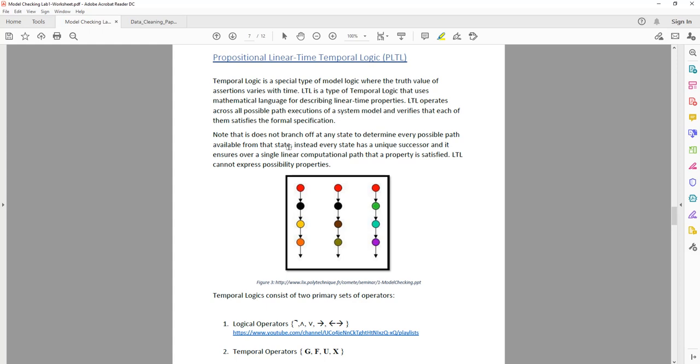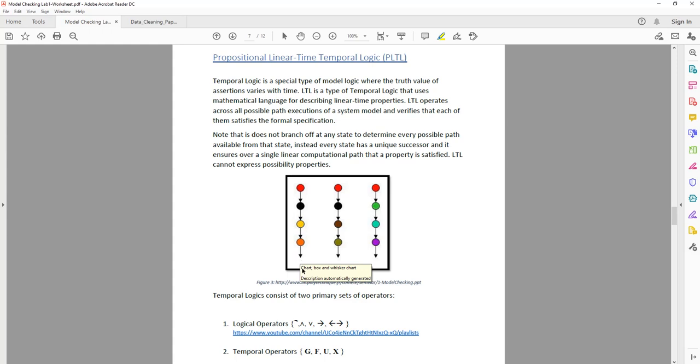This might be hard to understand because we have not done computation tree logic just yet. But just know that we are ensuring over a single linear computational path that a property is satisfied. So you can see here that there's no branching off. Every state has one possible successor in this specific path. So in this path, black is a successor, and yellow is the successor of black, and orange is the successor of yellow, and so forth.